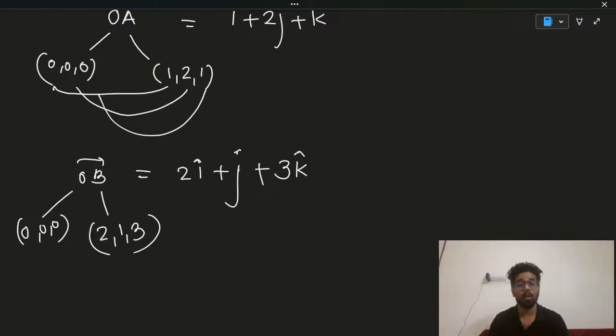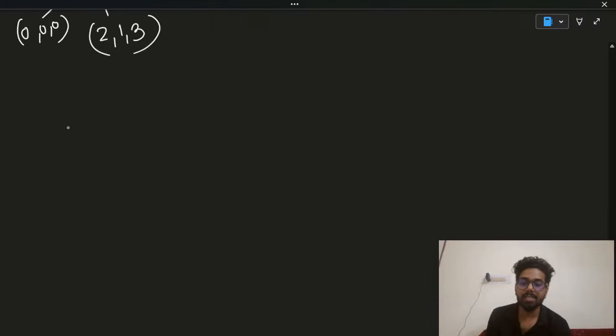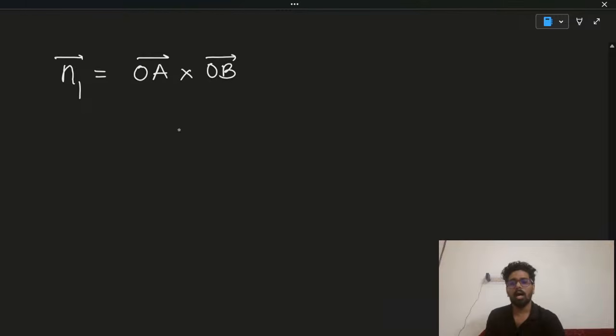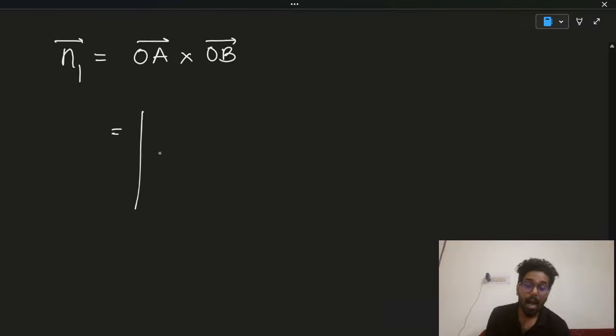Alright guys, so we are having OA vector and OB vector. Now if you want to get the normal of a surface, it's very easy. Take the cross product of two vectors on it. So we can say first normal vector is equal to OA vector cross OB vector. How we take cross, I have told you in this video.